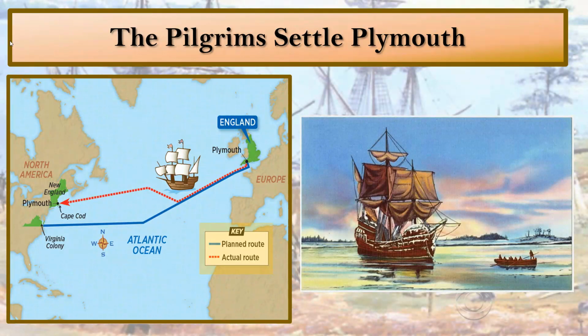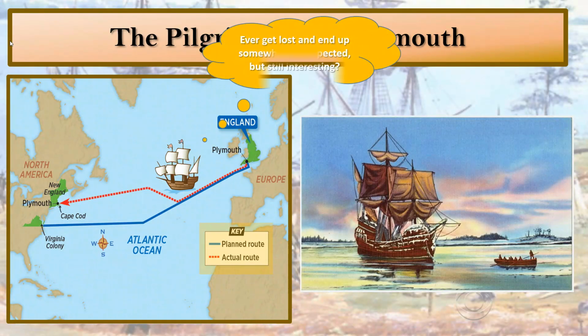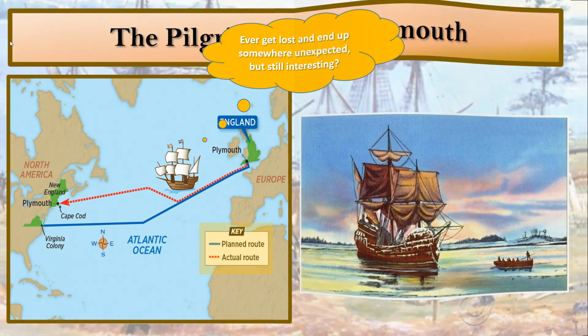Now, keep in mind when they're crossing, we know this is hurricane season, right? It's in the autumn and the end or the beginning of winter. So this is also hurricane season. Was there a hurricane? Was there a storm that possibly blew them off course? Absolutely possible during this time of year. Ever get lost and end up somewhere unexpected, but still interesting? Yeah, it's kind of the situation that the Pilgrims were dealing with when they came to the Americas.